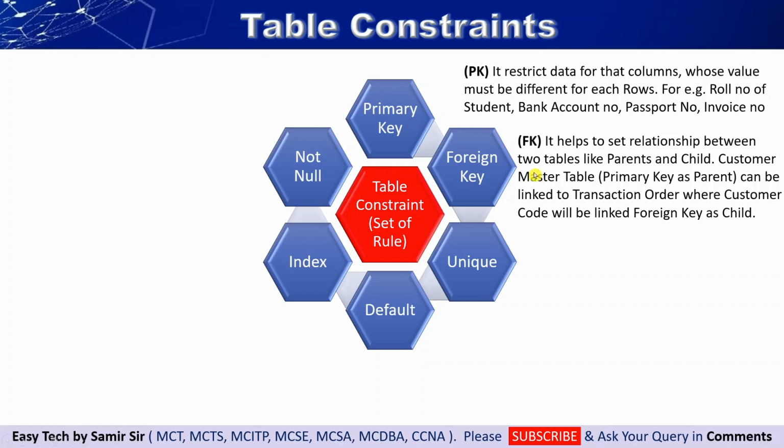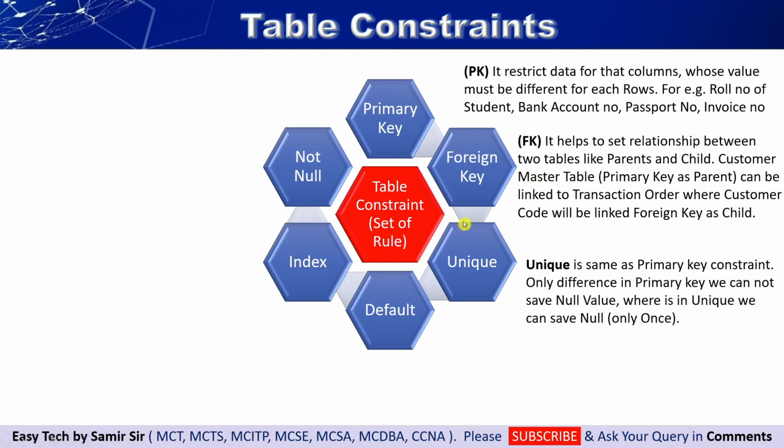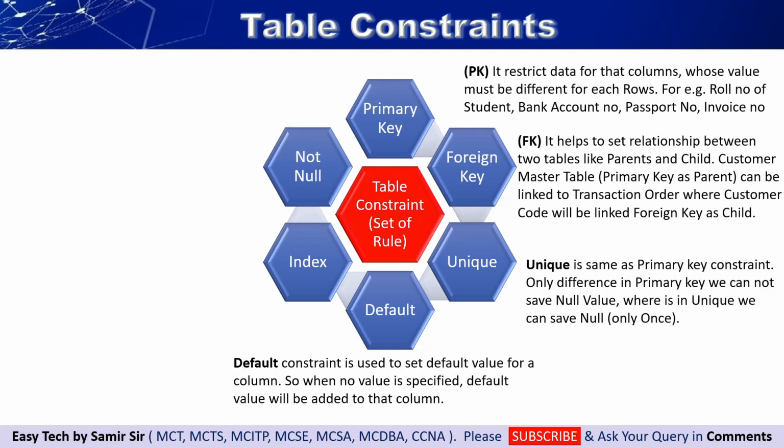Next is unique. A unique key is the same as a primary key, but the only difference is that in a primary key you cannot save a null value. That means you cannot have a blank. In a unique field, if you define a column as unique, you can save a null value, but that can only be saved one time. Next will be default. A default constraint is used to save some default value for a column. When no value is specified or entered by a user, SQL will store the default value in that column.